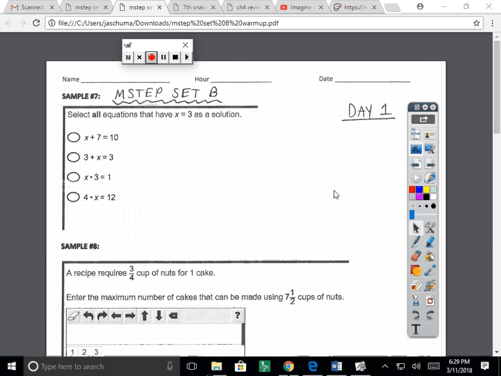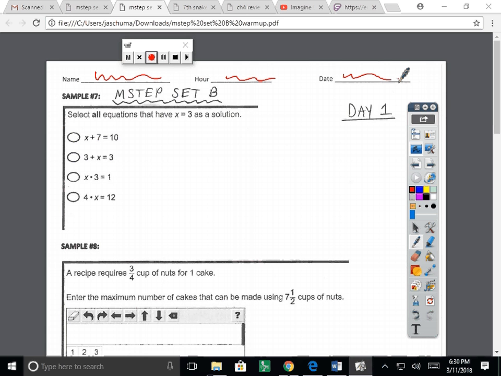If you notice, today, day one, actually has two problems. We are looking at sample number 7 and sample number 8. So let's go ahead and start here. Sample number 7, and of course your name, date, and hour should be on the top. So please fill these things in properly so that I can give you credit for the things you've done.